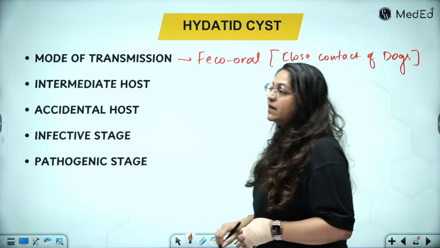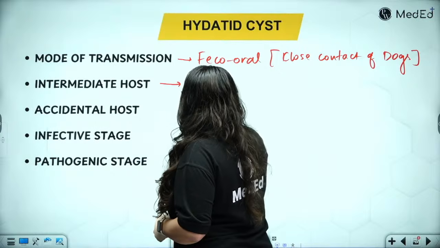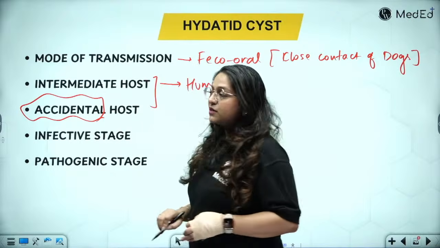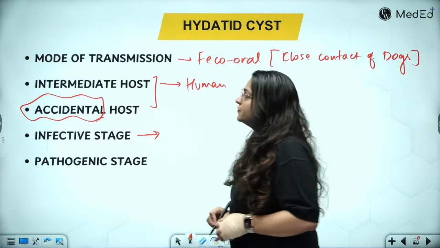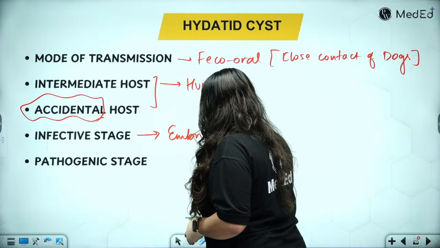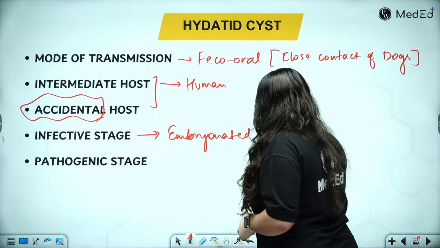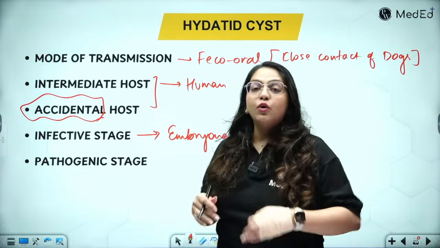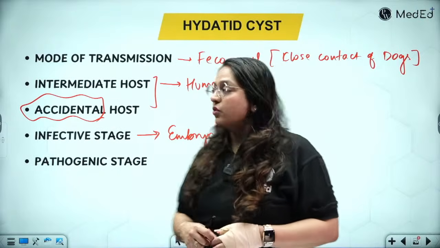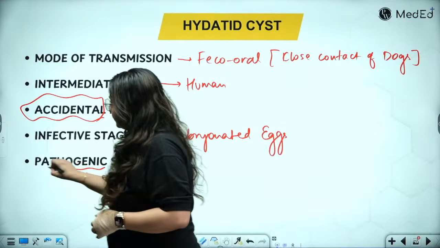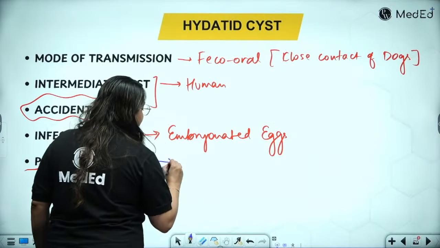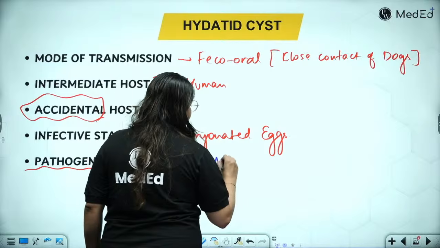Yes, what's the intermediate host? It's the human, which was not needed, the accidental host who has entered accidentally. What is the infective stage of this? Infective stage is the embryonated eggs. What are we ingesting? The embryonated eggs. Like I said, all protozoa make cysts and all helminths, including cestodes, trematodes, nematodes, make eggs. Okay. Pathogenic stage. The pathogenic stage, very characteristically for this, is the hydatid cyst.